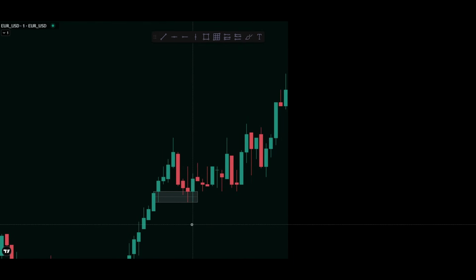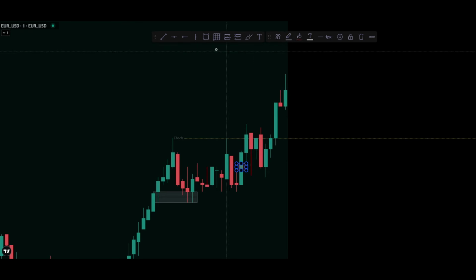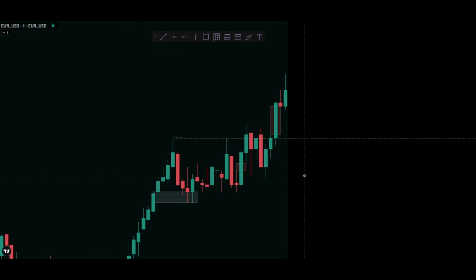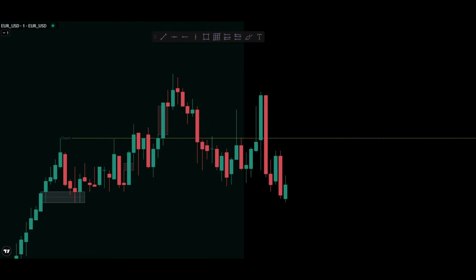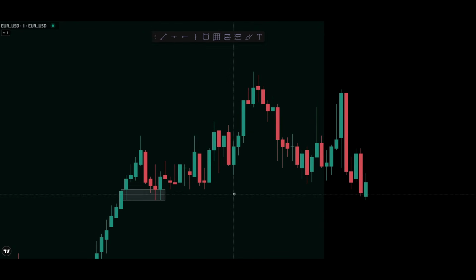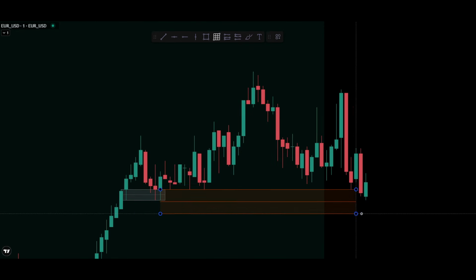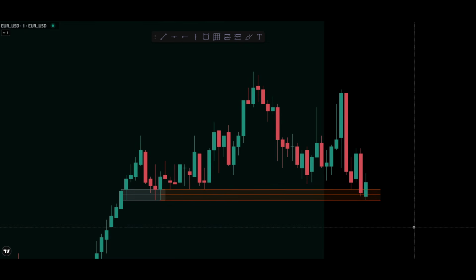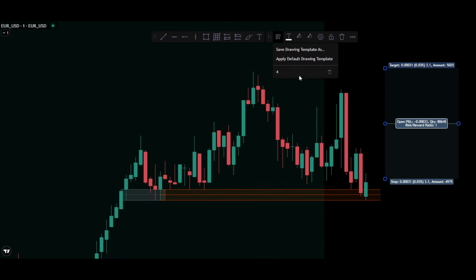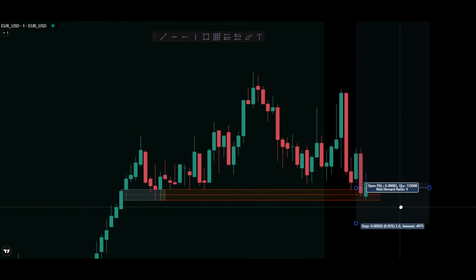The price touches a key zone, forms change of character, and creates several fair value gaps. Later, price returns to an order block. We enter at the top of the order block and take profit according to your strategy.